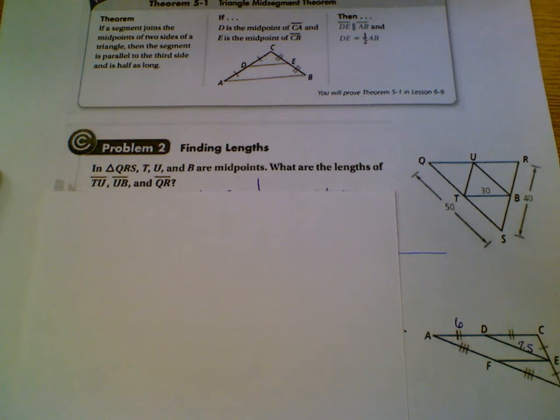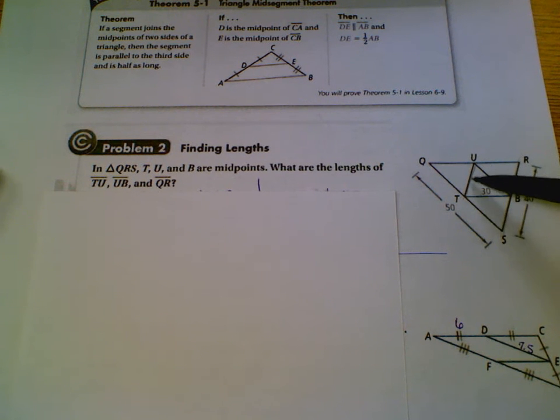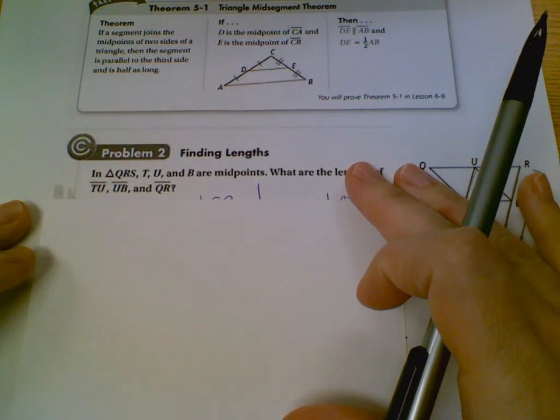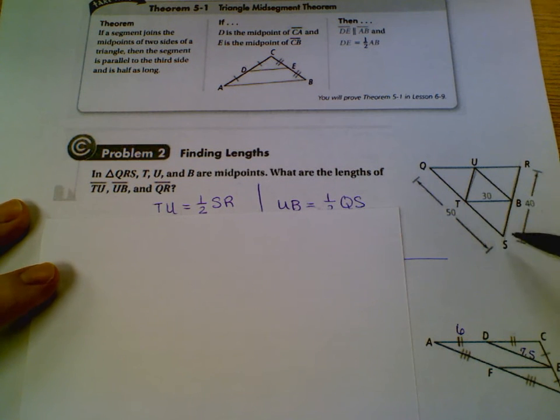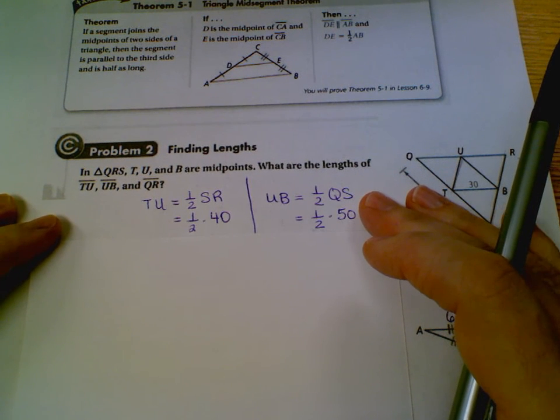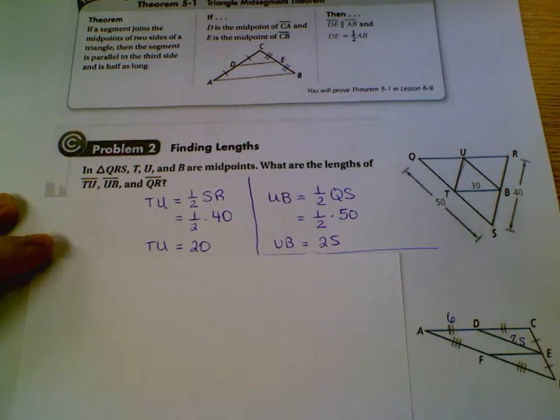So here's my first question. In this triangle, T, U, and B are midpoints. What are the lengths of TU, UB, and QR? So let's look at the first one, TU. TU is parallel to SR. So that's how I know I'm going to be using this line segment and this line segment to figure out the length. Well, in the previous theorem, it says that TU is half the length of SR. So if I know that SR is 40, then I would take a half times 40, and I would know that TU is 20.